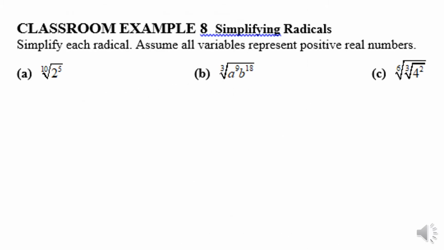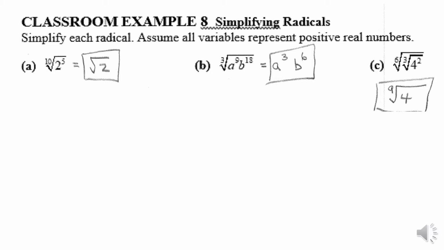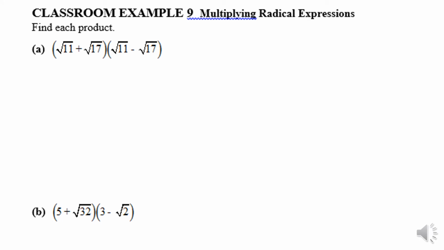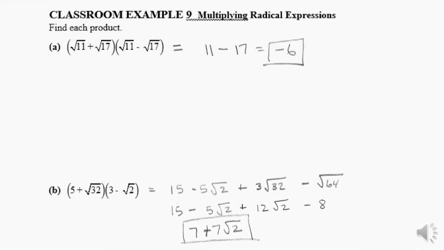Here's another example, simplifying radicals. These are the answers that you should get. We can also multiply radicals. Now notice that this top one is of the form a plus b times a minus b. So the middle terms are going to cancel out when you use the distributive property. So you multiply these radical expressions and, as always, simplify your answers completely. Let's see how you do. These are the simplified answers to that example.